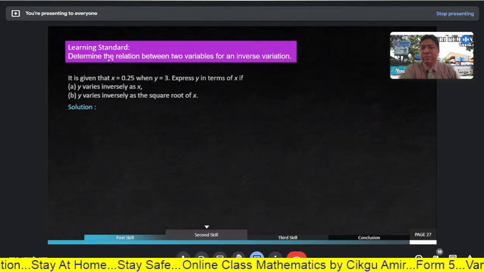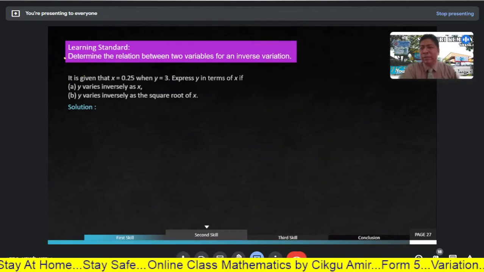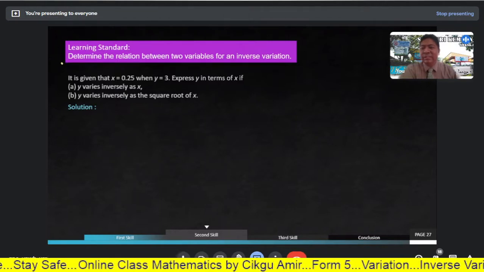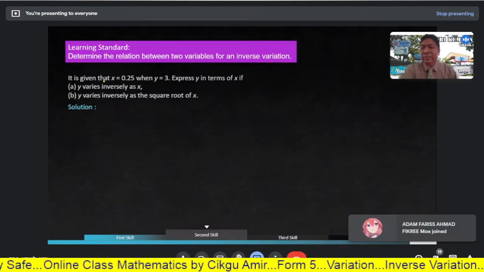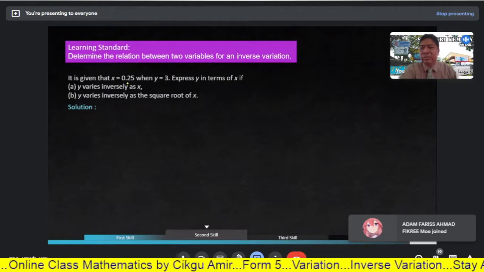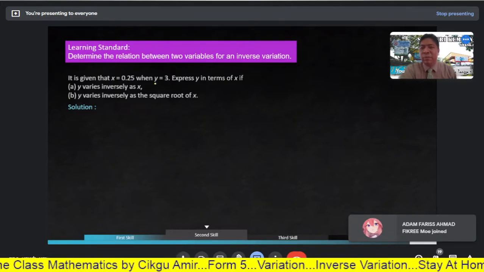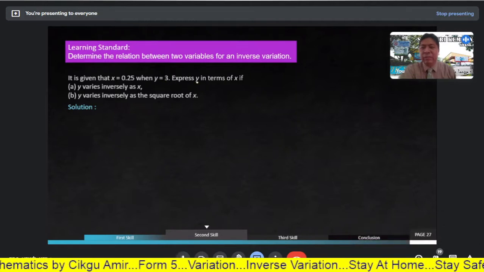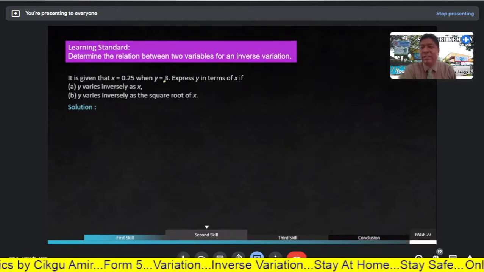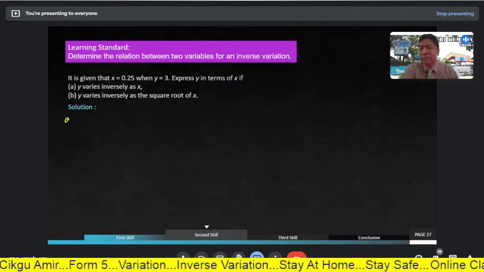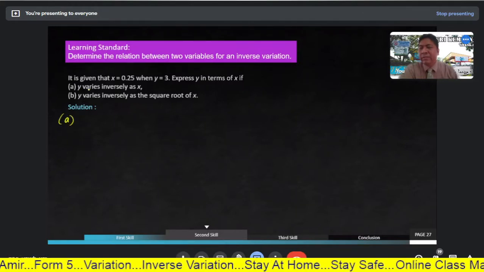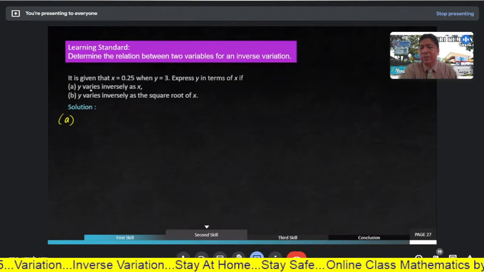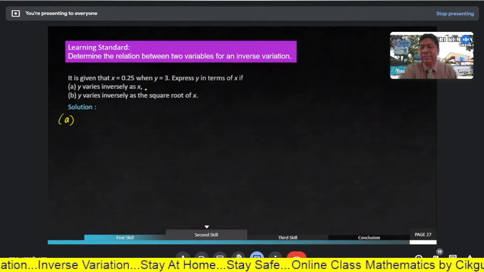First one, determine the relation between two variables. We are now into the second skill. Given that x is equal to 0.25 when y is equal to 3, express y in terms of x if y varies inversely as x.